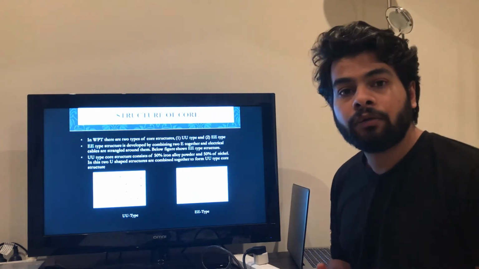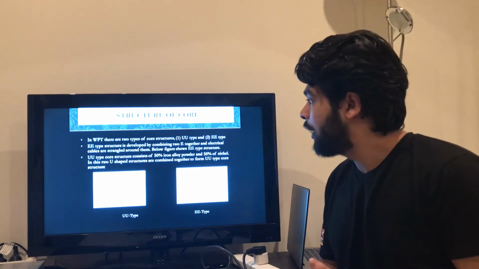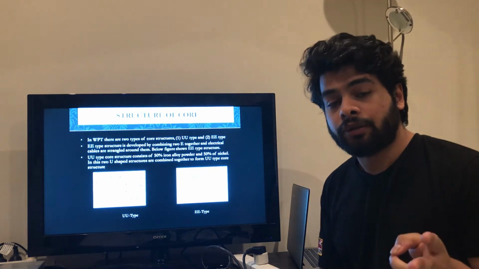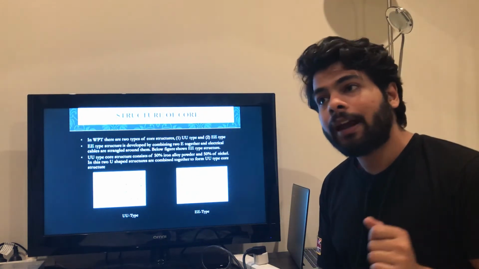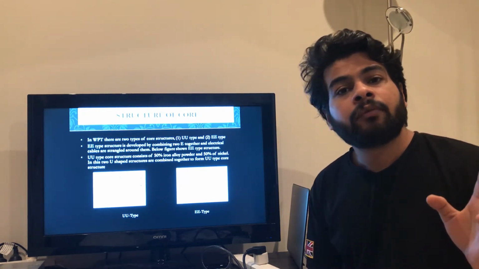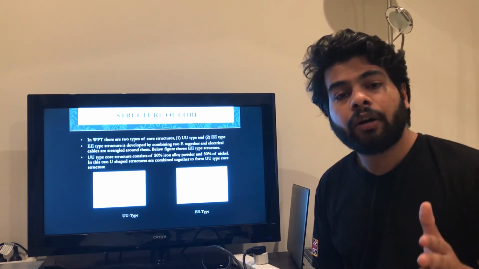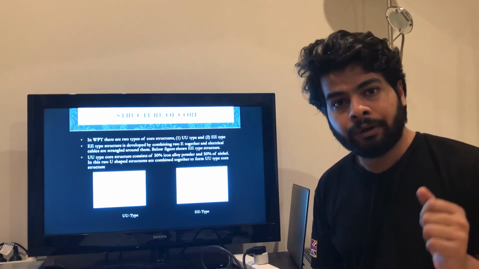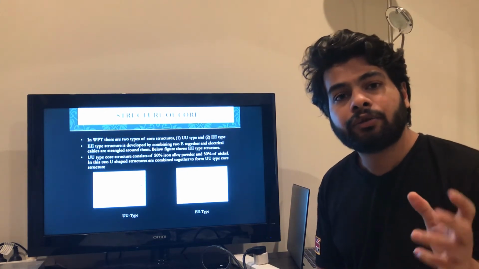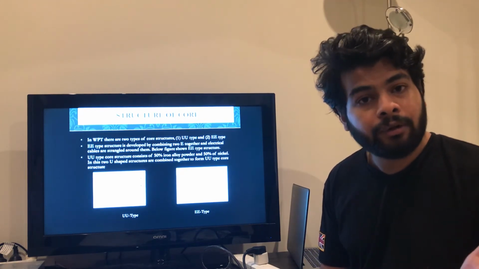Now we will talk about structure of core, and it's very important for us. In wireless power transfer technology, there are two types of core structures. One is EE type and another one is UU type. UU type consists of 50% nickel and 50% iron alloy powder. In UU type, two U types are combined together, strangled with electrical cables.